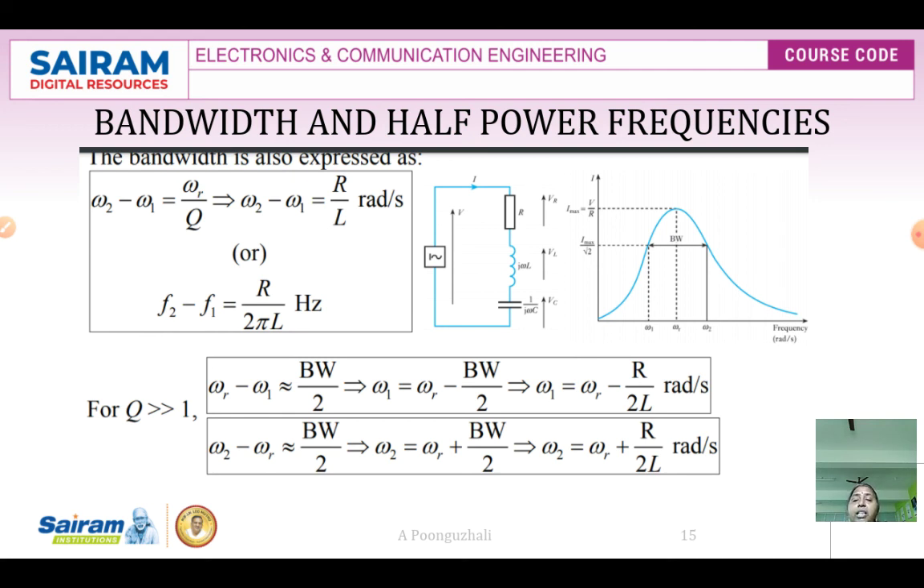For Q greater than 1, WR minus W1 is approximately bandwidth by 2. So W1 is equivalent to WR minus bandwidth by 2, where bandwidth is nothing but R by L. So W1 is WR minus R by 2L radians per second. Similarly, W2 minus WR is equivalent to bandwidth by 2, so W2 is equivalent to WR plus bandwidth by 2. So W2 is equivalent to WR plus R by L into 1 by 2 radians per second.